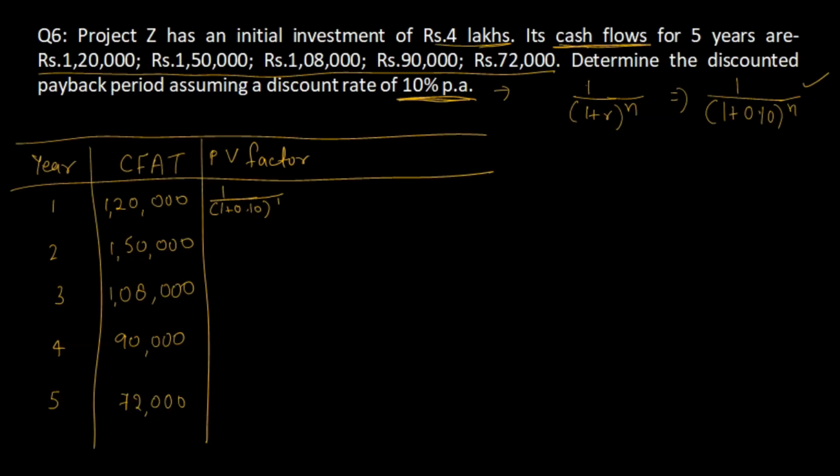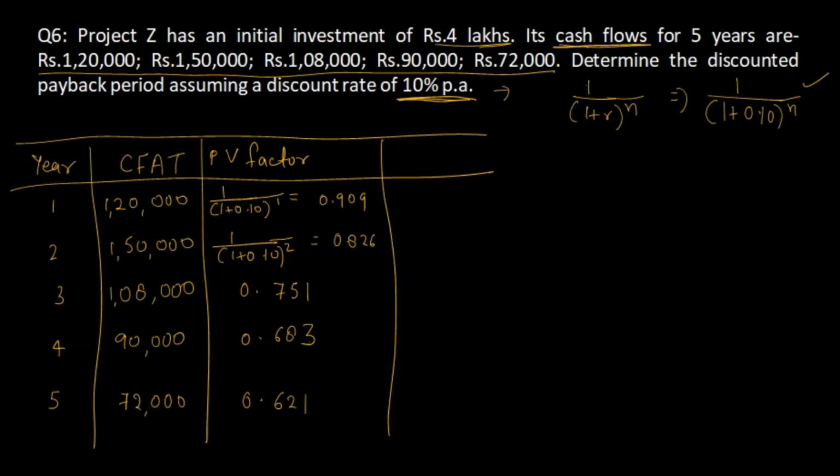Here n will be 1, here n will be 2, then third year n will be 3, like this. So you don't need to worry about it, you just find out the values. It is 0.909, then second year 0.826, third year I'm not writing here because only n will change, the rest will be the same. So n in the power you have to change and find out the values. Fourth year n will be 4, 0.683, and fifth year n will be 5. Like this we can find out the PV factor.